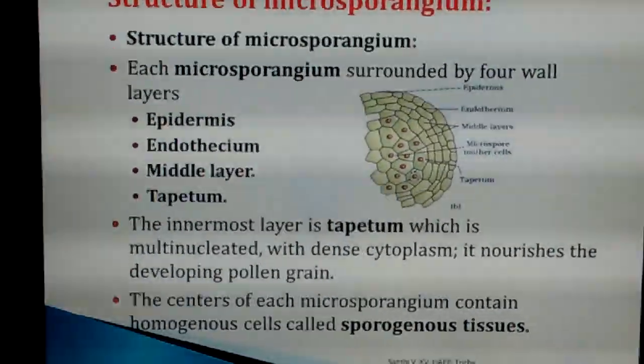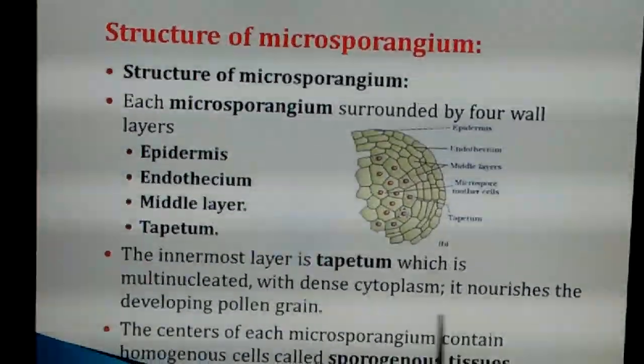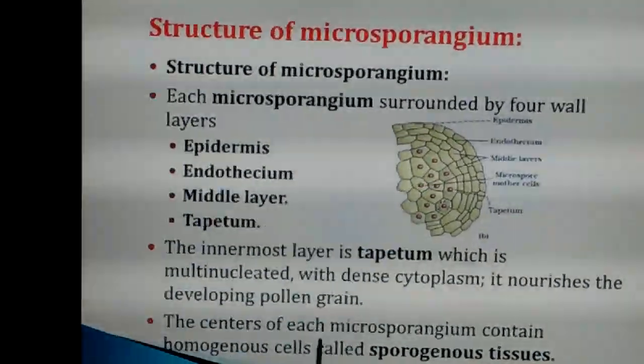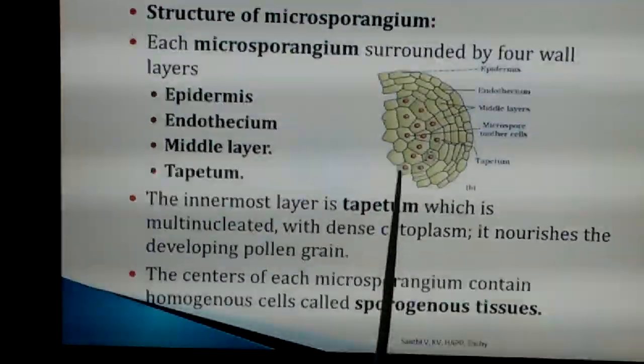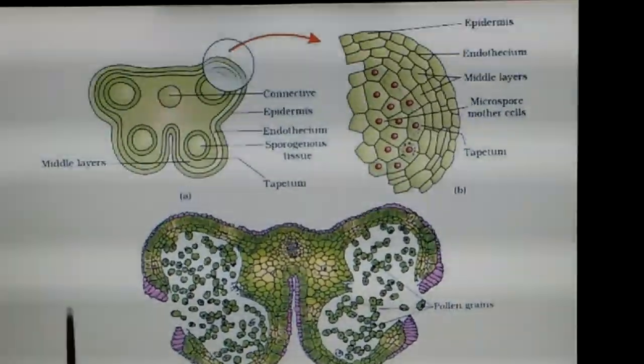The tapetum provides the nutrients for the developing spores. Mainly it is helpful for supplying nutrients. It nourishes the developing pollen grain. Then at the center of the microsporangium, there will be sporogenous tissue.